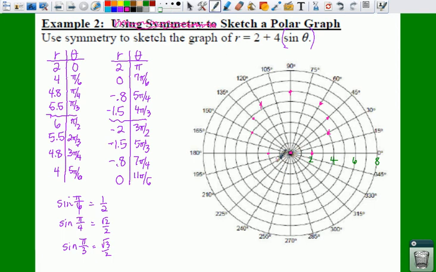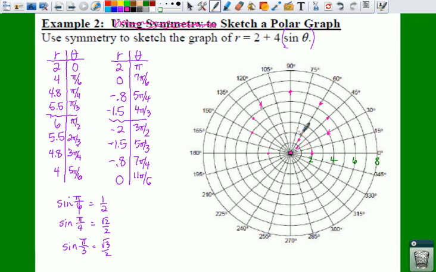So then we have negative 0.8 in the direction of 5 pi over 4. So 5 pi over 4 is 225 degrees, but we're going negative 0.8. So that means we're going to go back right here, in the opposite direction. And then 4 pi over 3, that's 240 degrees. We're going to go the opposite direction of 1.5. So we're actually going to be going 1.5 right here.